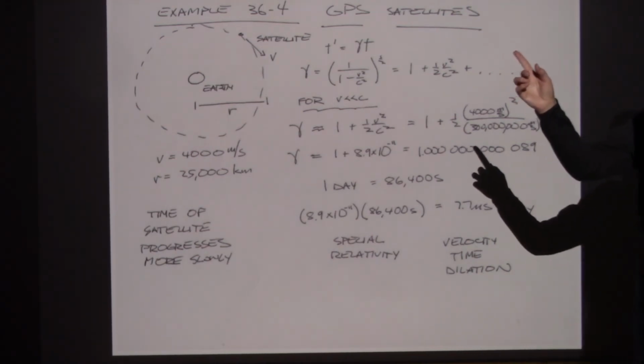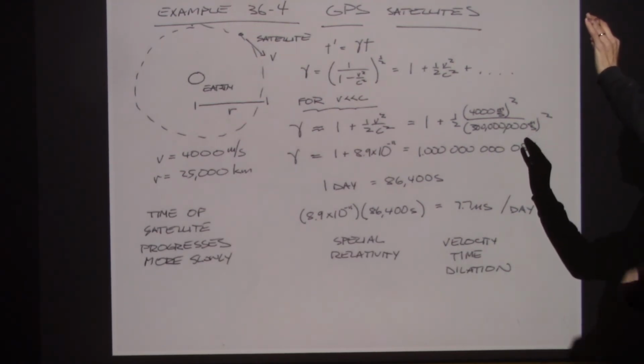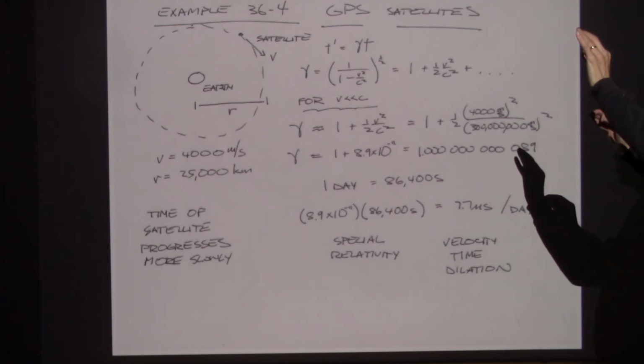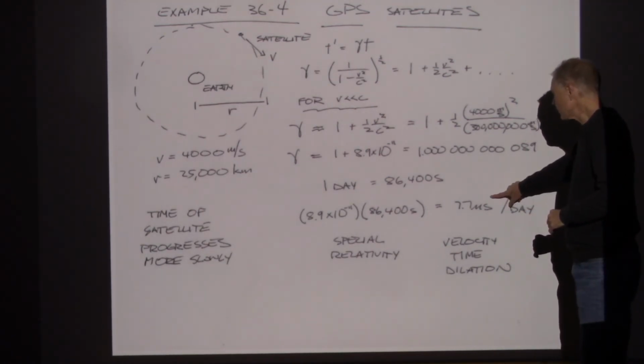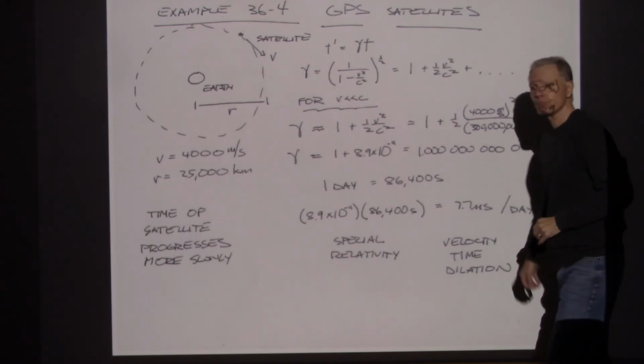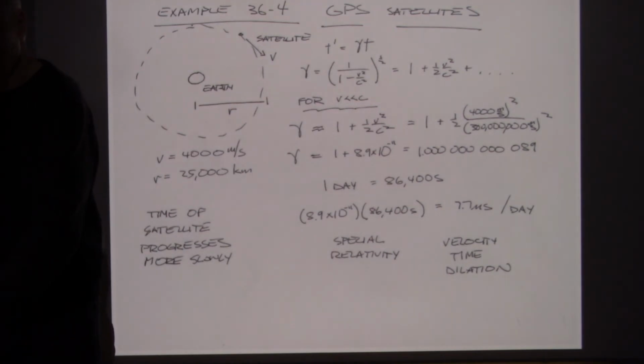So the clocks, due to the motion of the satellite, the clock in the satellite and the precision clock on the surface of the Earth are going to differ by 7.7 microseconds per day. Okay, so that's the difference in passage of time between the two.